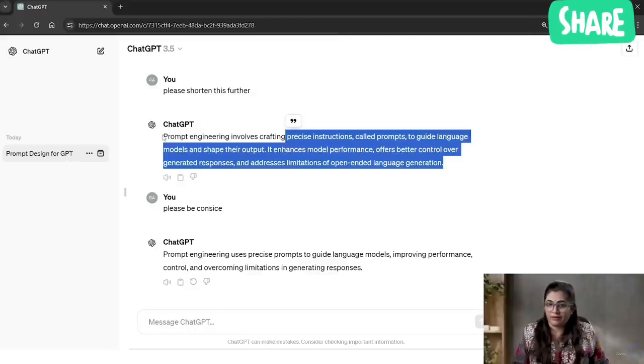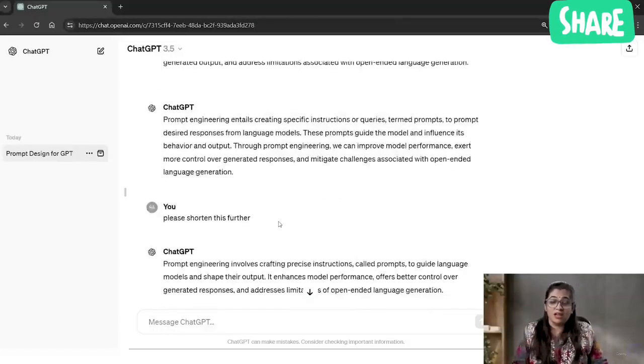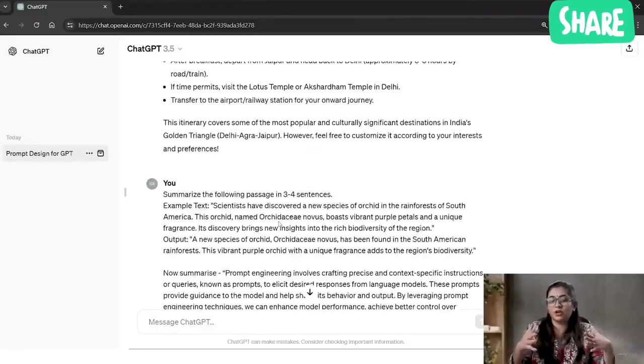If you compare this output with this output, some information is lost. Some information is retained while making it concise. So you have to see what responses you are getting based on your prompts and give them feedback on what you want to do. So these are some examples of prompts. This is the first time you're looking at prompts in this course.